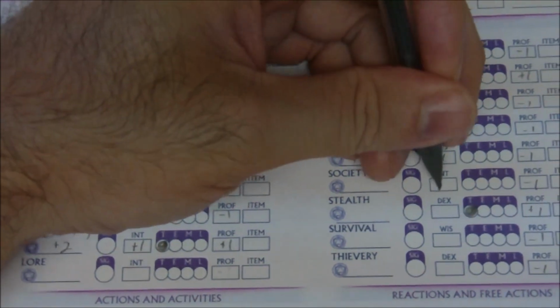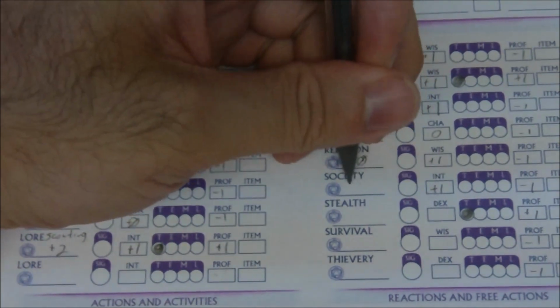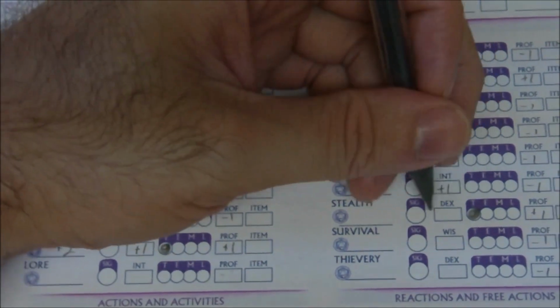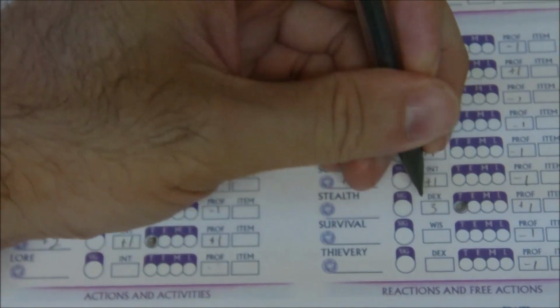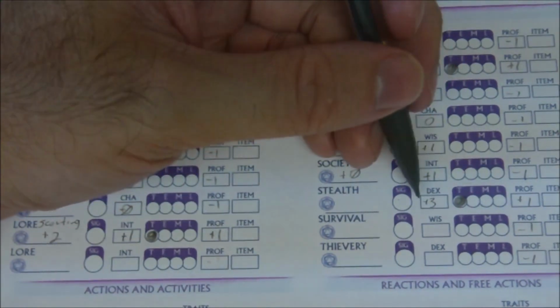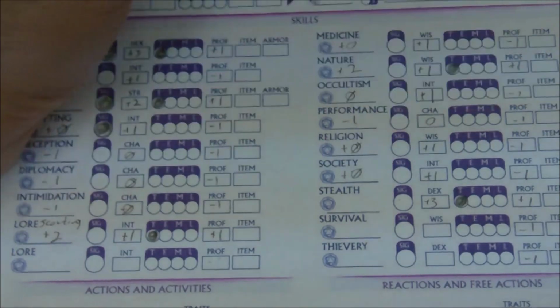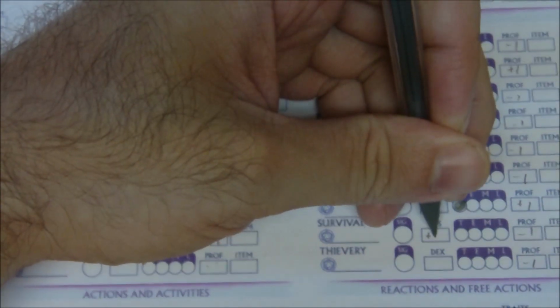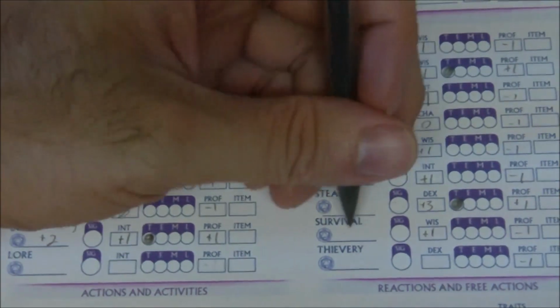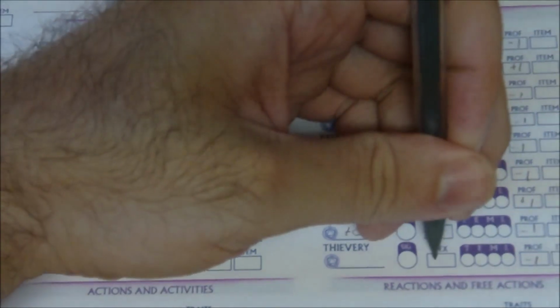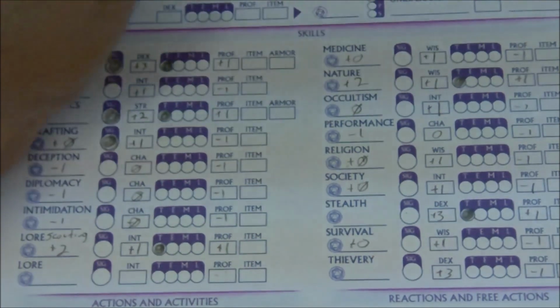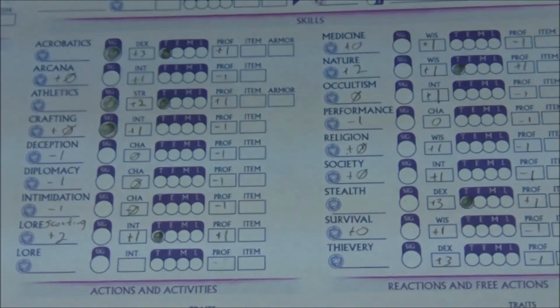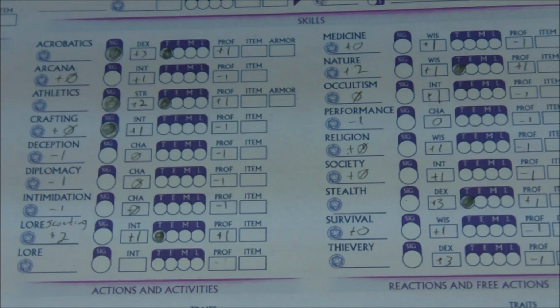Society is similarly going to be at +0. Stealth is actually going to be my dexterity modifier +3. I've got proficiency in that, but there is an armor check penalty, so I don't want to fill that in quite yet. Survival, I've got -1 and +1, so that's a +0. And thievery, I've got a +3 dex modifier, -1 for proficiency, and there's a potential armor check in there as well, so I don't want to fill that in just yet.